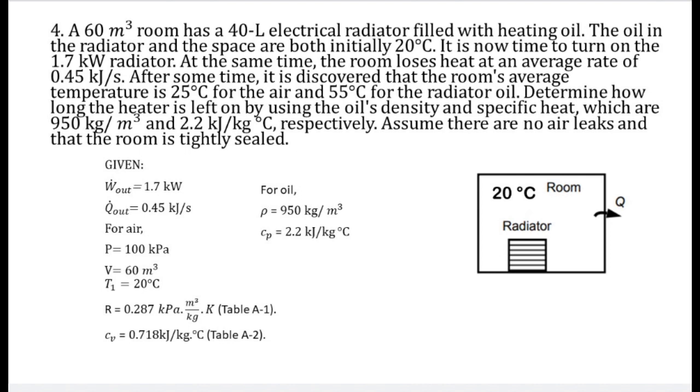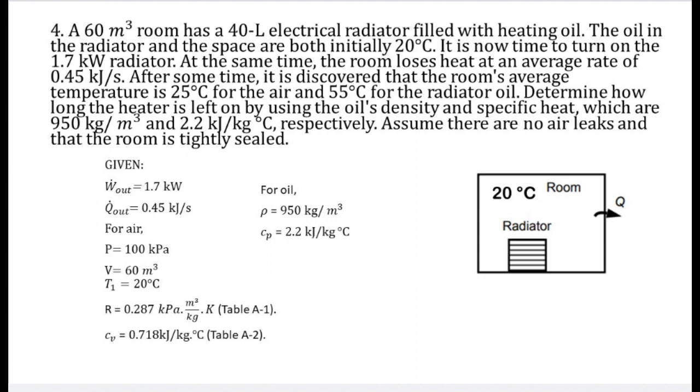A 60 cubic meter room has a 40-liter electrical radiator filled with heating oil. The oil in the radiator and the space are both initially 20 degrees Celsius. It is now time to turn on the 1.7 kilowatt radiator. At the same time, the room loses heat at an average rate of 0.45 kilojoules per second.